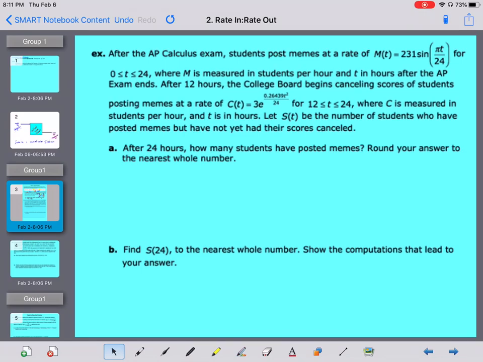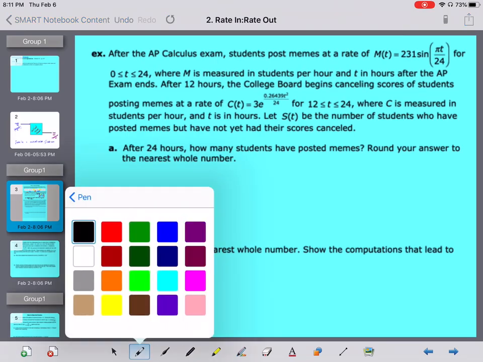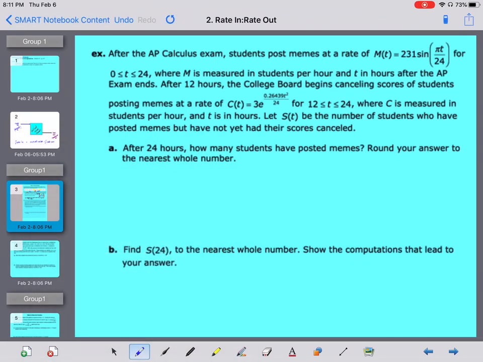Okay, so if we're posting, that means we're adding into the social media. Because it's a positive rate, we're adding in, so we're going to consider this to be the rate in, the rate in of students. So students are increasing. How many students have posted memes? Okay, so after 12 hours, College Board begins canceling scores of students posting memes at a rate of C of t equal to. So we have memes being posted, we have scores being canceled.